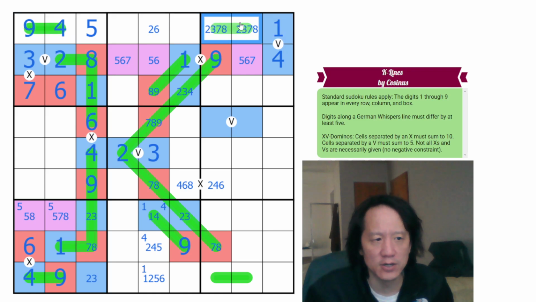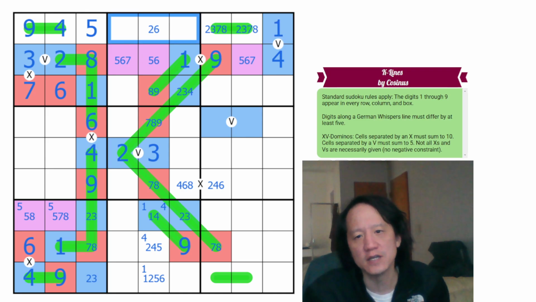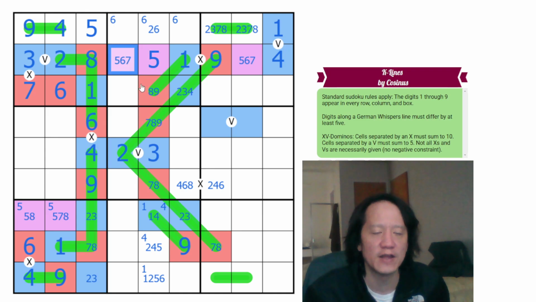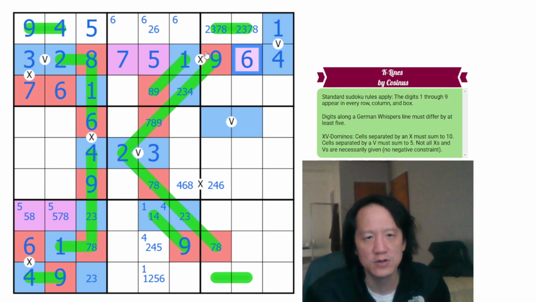It can't be here because it can't be next to 2 or 3 on the German whisper line. And it can't be here because these are all filled in, so the 6 actually has to be in box 2 in row 1, which means the rest of the box cannot contain a 6. Therefore, this can't be 6, this must be a 5. This can't be 6, and it can't be 5, it must be 7. So therefore, this has to be the 6 here.